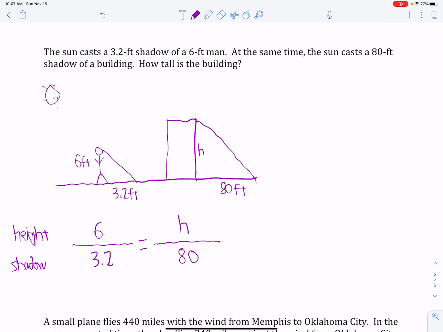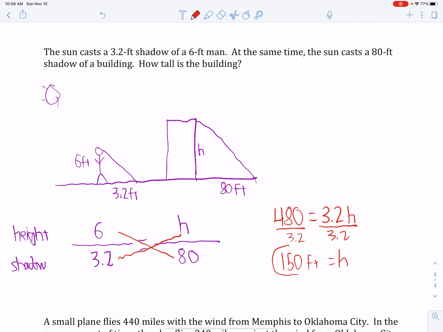Now we can use our cross products to finish the problem. 6 times 80 is 480. 3.2 times h is 3.2h. Divide both sides by 3.2 to finish it. Oh, better use my calculator so I don't make a mental mistake. 480 divided by 3.2, we get 150 equals h. And we do need units. It looks like our units for this problem are feet. So the building would be 150 feet tall.